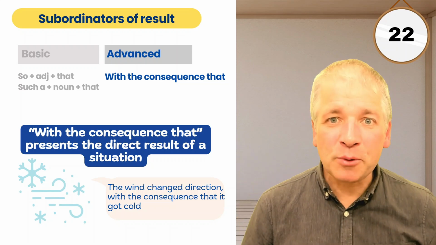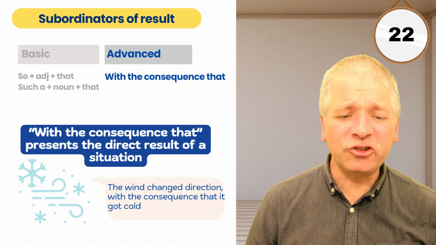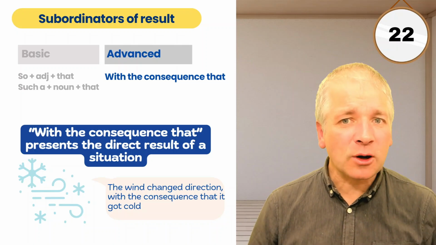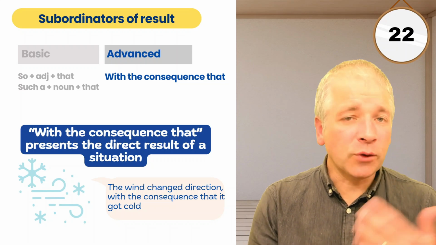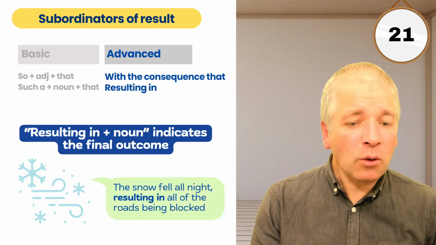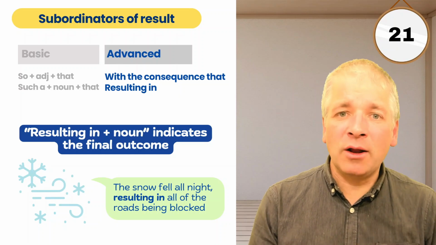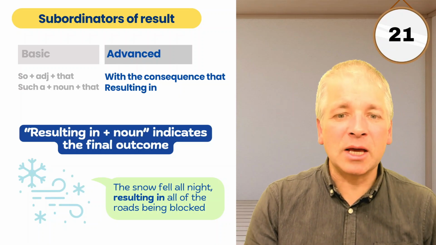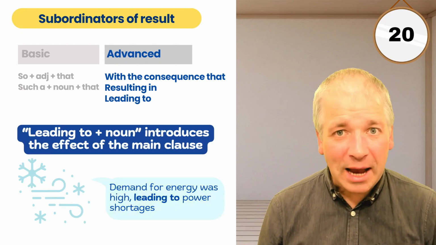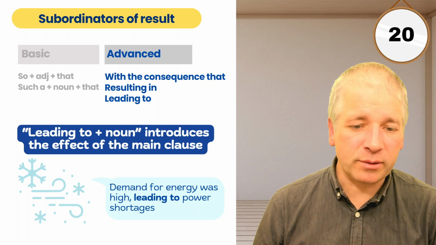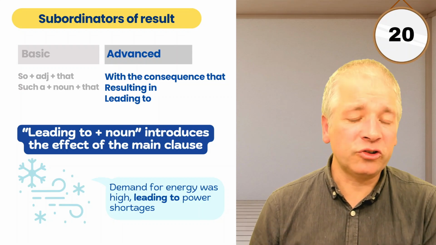Now we've got some snow symbols on the screen, so we're going to focus on being cold and snowy. The wind changed direction with the consequence that it got cold. So that's the direct result of the wind changing direction. Resulting in, followed by a noun, indicates the final outcome. The snow fell at night, resulting in all of the roads being blocked. And leading to, with a noun, introduces the effect of the main clause. So demand for energy was high, leading to power shortages.